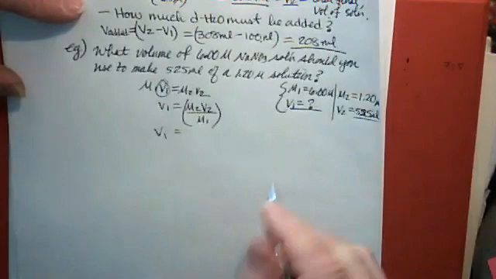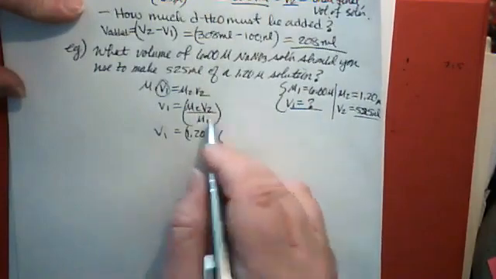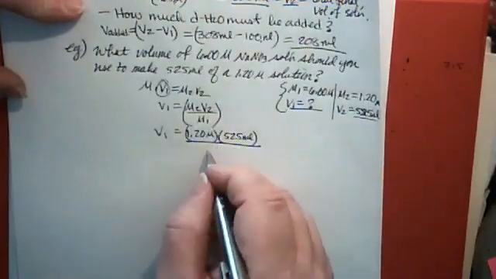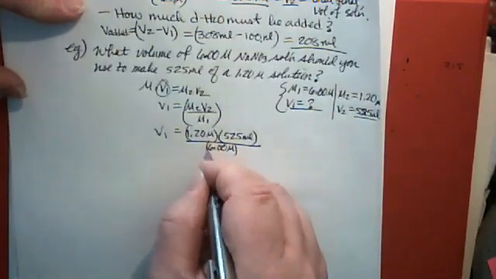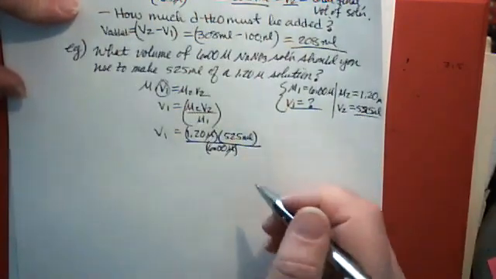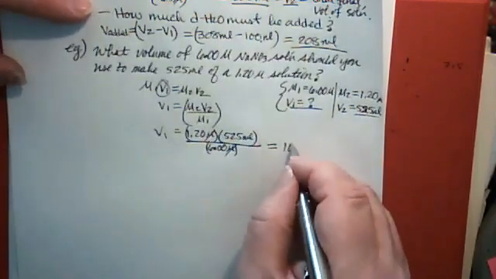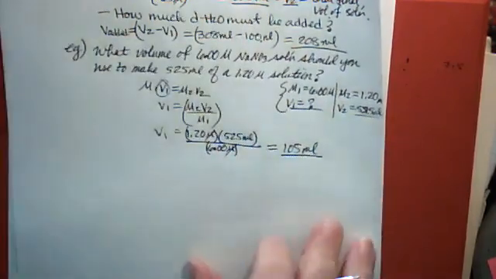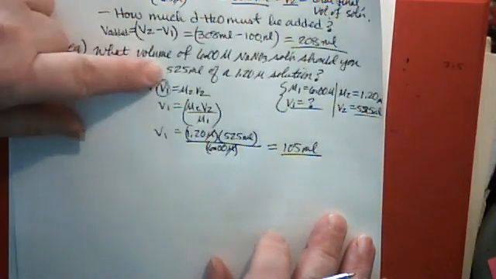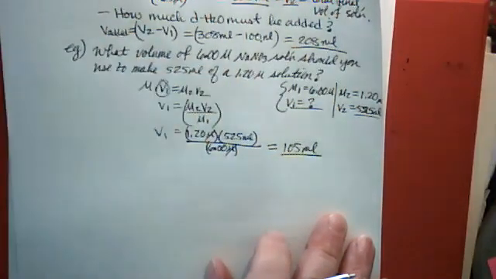And so that means V1 is, M2 is 1.20 molar. V2 is 525 milliliters. And M1 is 6 molar. So notice again that molarity cancels out, leaving us with milliliters for a unit. And we end up with 105 milliliters. That's the volume of the 6 molar solution. We should dilute to 525 milliliters in order to achieve a molarity of 1.20.